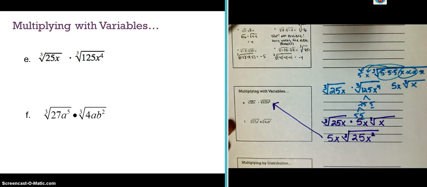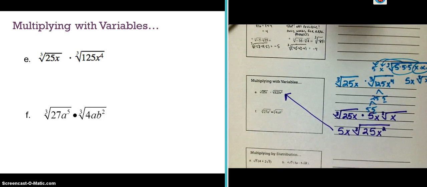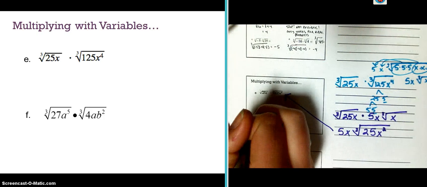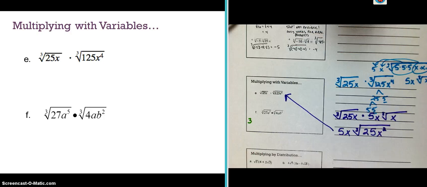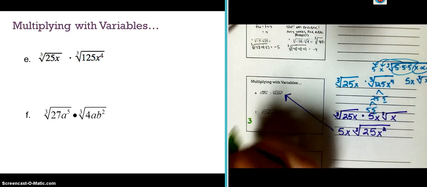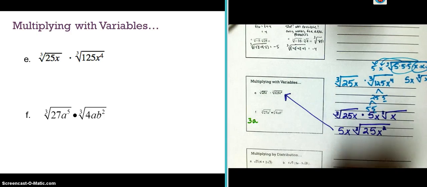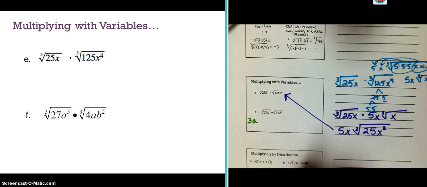For F, we have the cube root of 27a to the fifth times the cube root of 4ab squared. So I can also break down 27. 27 is 3 times 3 times 3, so I'm going to go ahead and pull the 3 out. And then a to the fifth, I can pull 3 of the a's out because I have 5 of them, but I have an index of 3, so I can pull 3 of the a's out. So that gives me 1 a on the outside. Remember, I would circle 3, but I would only pull out 1.